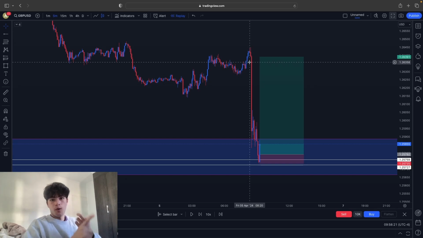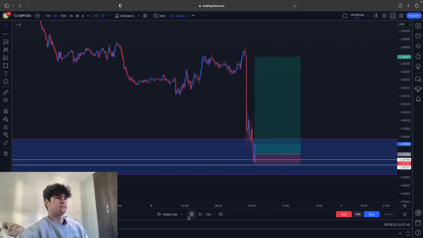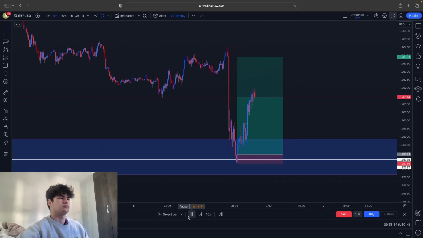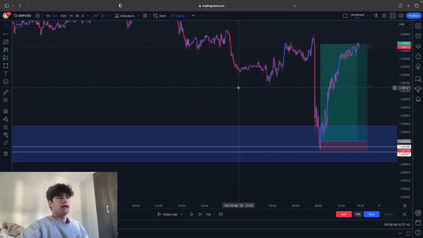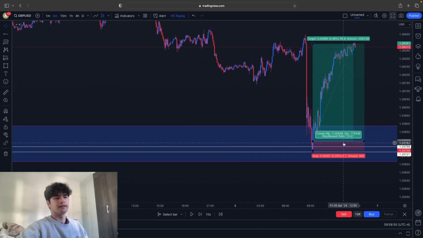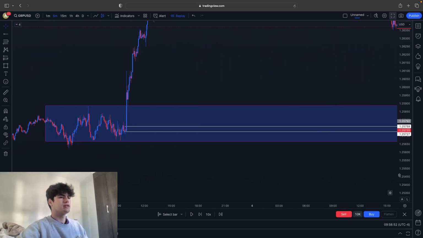We're in a 4-hour demand, we're in a 1 hour demand, and we're in a 15-minute demand. So it makes a lot of sense to hold this longer than a 1 to 1, 1 to 2, or even a 1 to 3. And there you go, we would have gotten the 1 to 10 on that. But let's look at this even deeper.